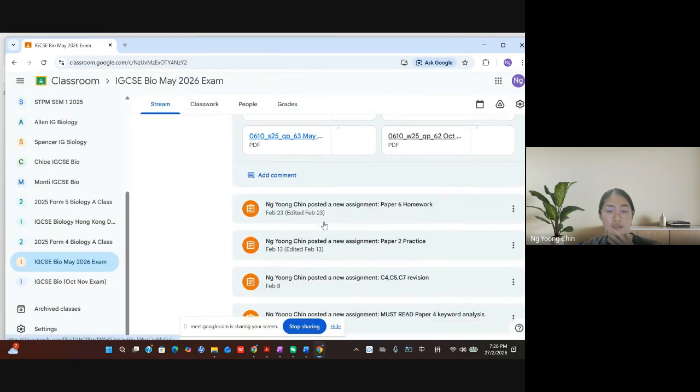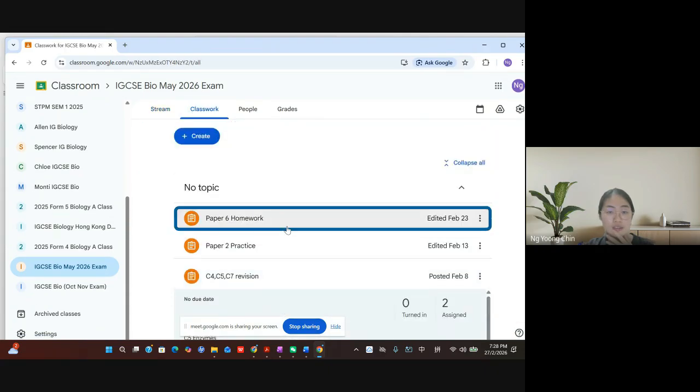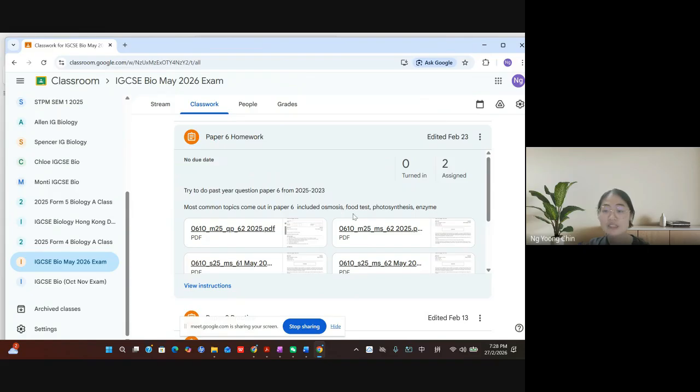For the paper 6, right? Do I mention it here? Paper 6. Yeah, paper 6, right? They like to come out in these 4 topics, which are the osmosis, the food test, the photosynthesis, and the enzyme. So these 4 topics. Okay, especially the food test, right?